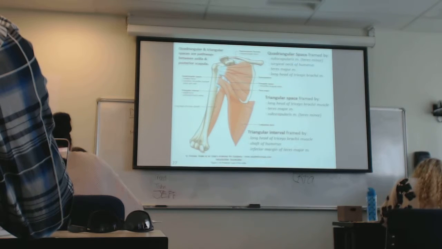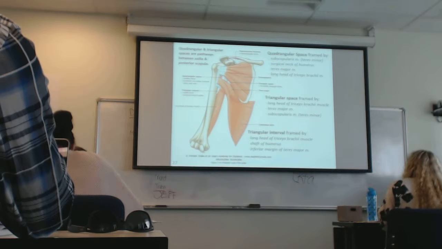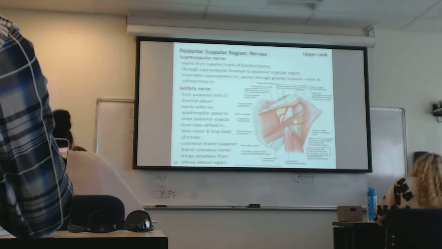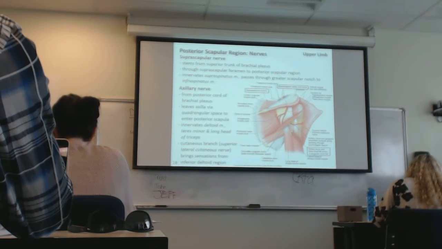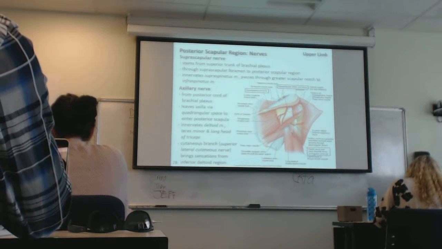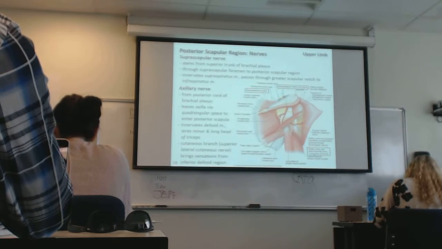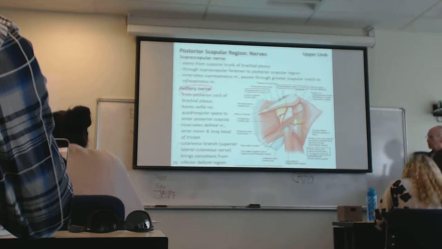The only problem I have with this illustration is that it's from the front, so it's a little bit difficult to see all of the delimiting structures. So we've talked about the suprascapular nerve. Remember, the suprascapular nerve is important in innervation of the supraspinatus and infraspinatus. The axillary nerve, we indicated, innervates the deltoid for the most part. It also innervates the teres minor.